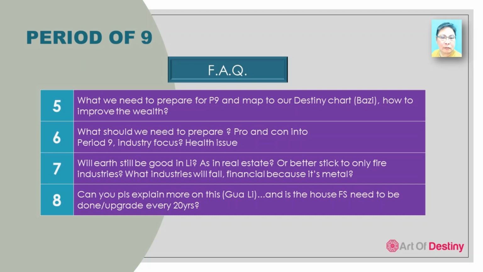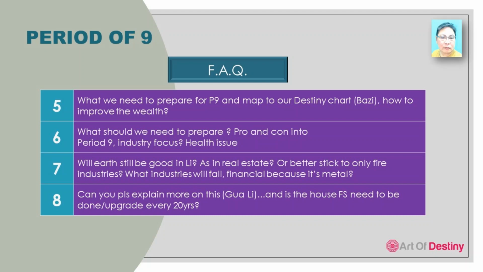Number 7, will Earth still be good in Li? Or I think he's referring to the Li trigram in period of 9, as in real estate, or better to stick to only the fire industries? What industries will fail? Financial because it's metal? No. As I said earlier as well, right? Property has been good since after World War II, right? So I think that is not a concern.